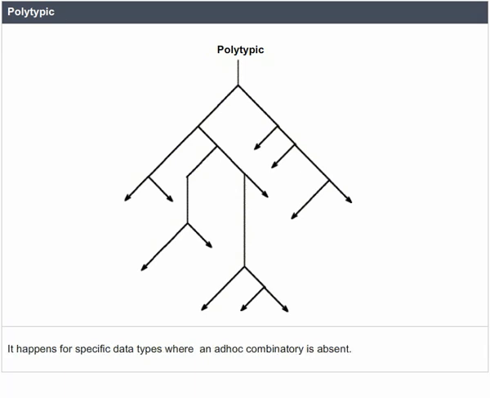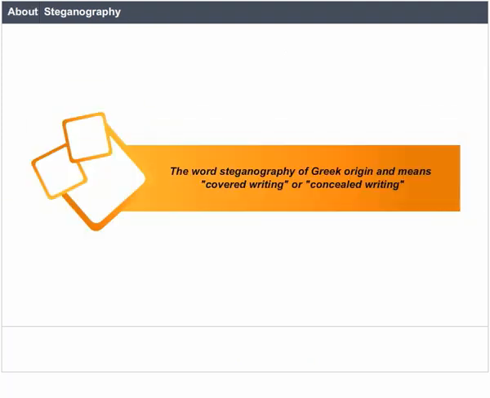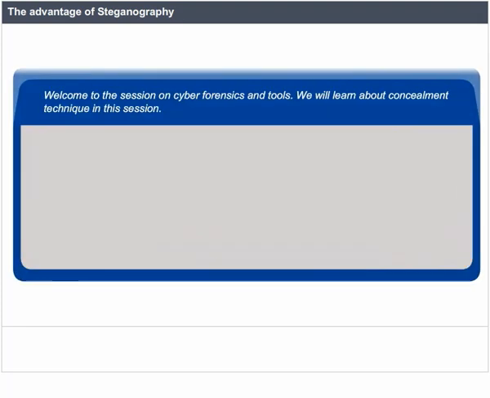Steganography. Steganography is the art and practice of concealing a message. It also hides an image or file within another message, image, or file. About steganography: the word steganography, of Greek origin, means covered writing or concealed writing. The advantages of steganography. Welcome to the session on cyber forensics and tools. We will learn about concealment techniques in this session.